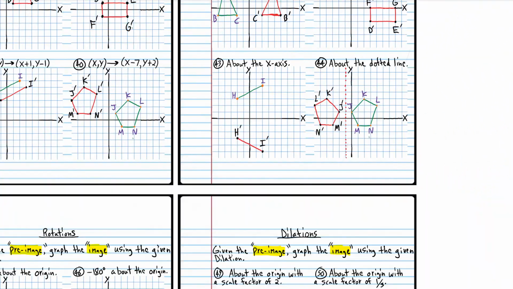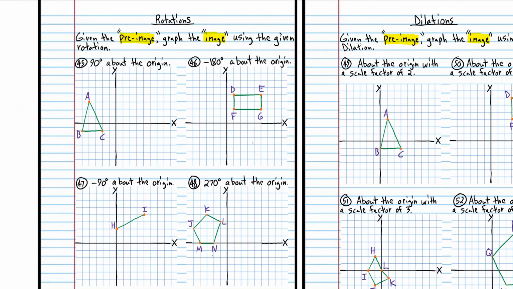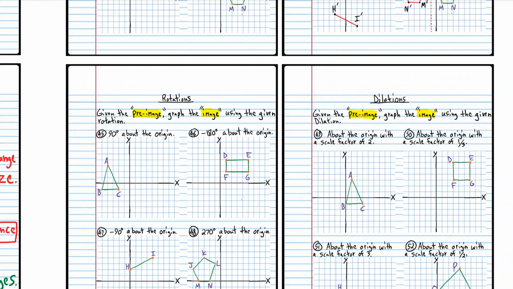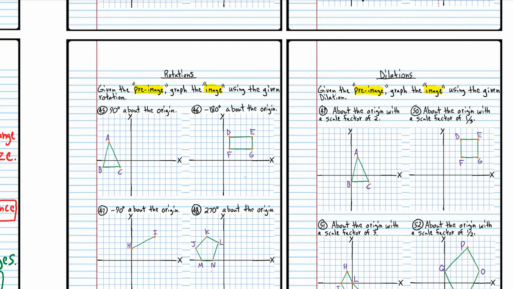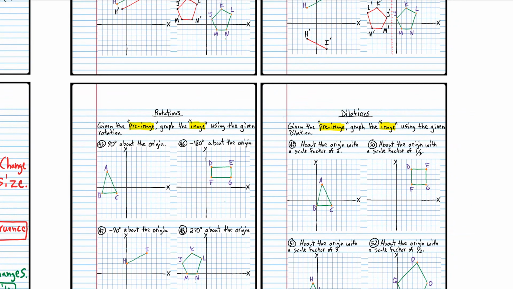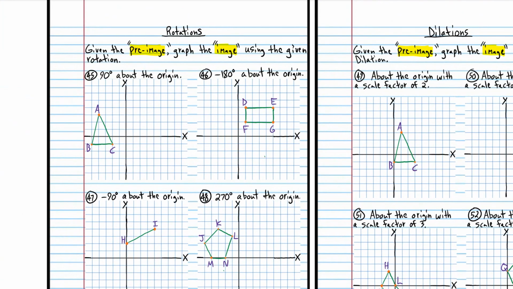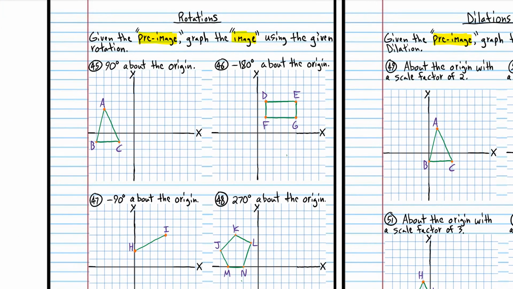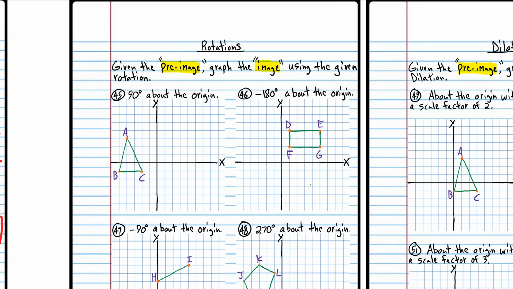All right, now we're going to go to rotations. When you translate polygons, you just move them. When you reflect, you need a line of reflection. And when you rotate, you need a center of rotation. And so our center of rotation in this class is always going to be the origin.